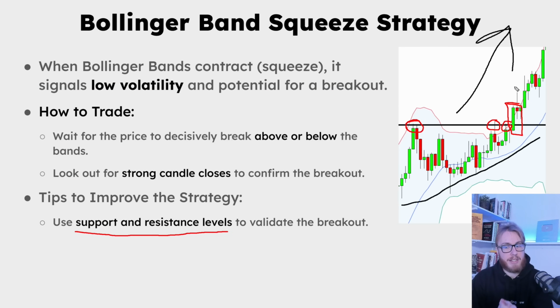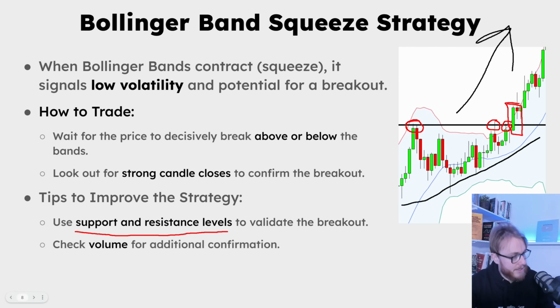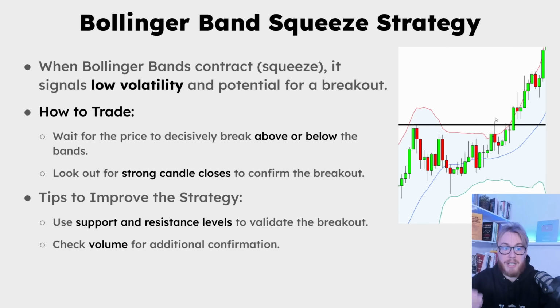But we also had a break of resistance, break of Bollinger Bands. So we had 3 great signs. Another sign you can actually look out for is volume. So if we have high volume when we see a breakout, that is another great sign.